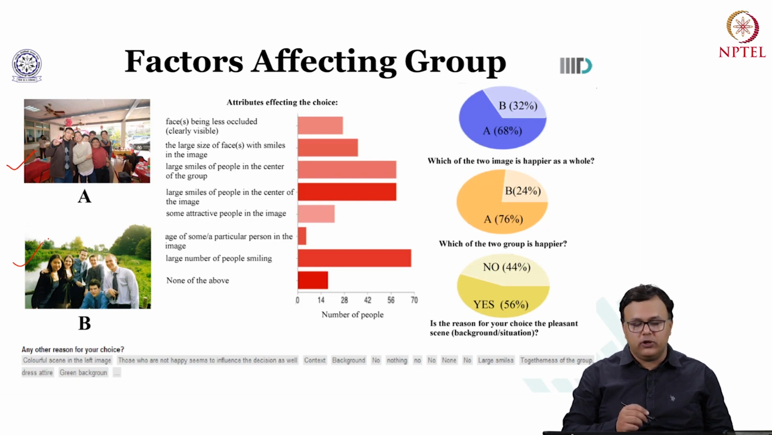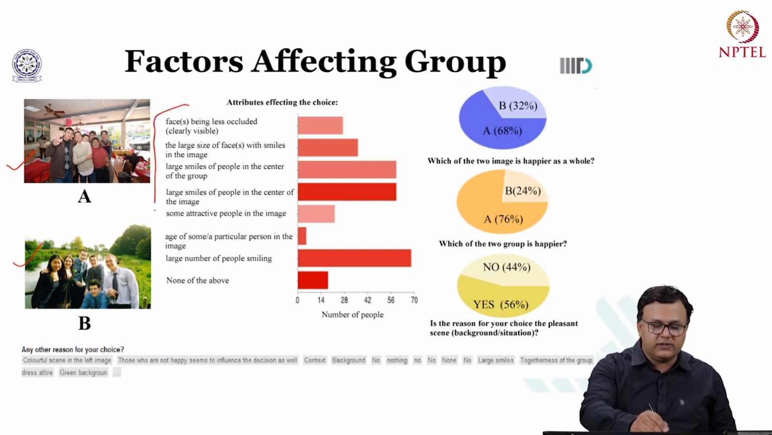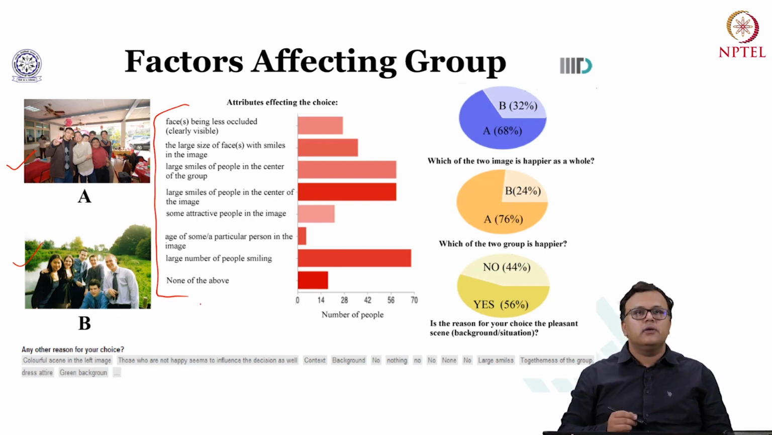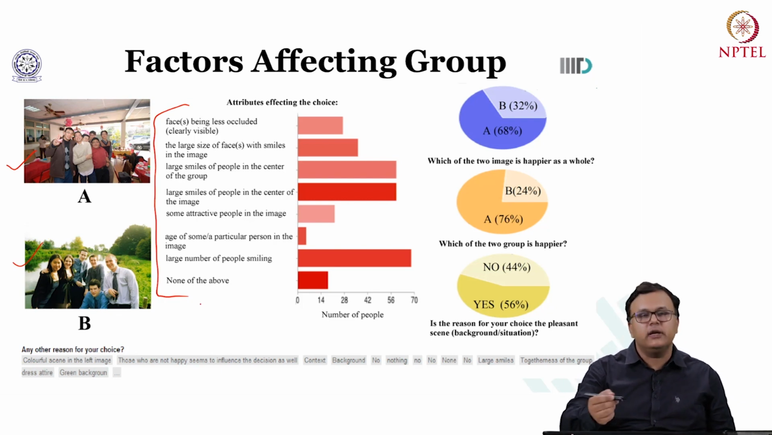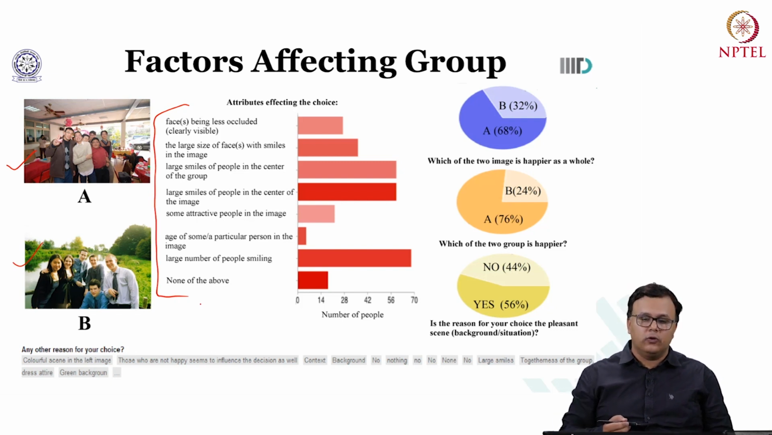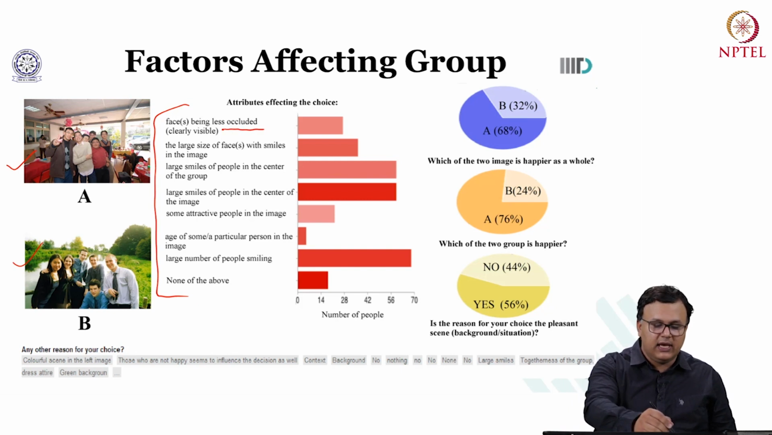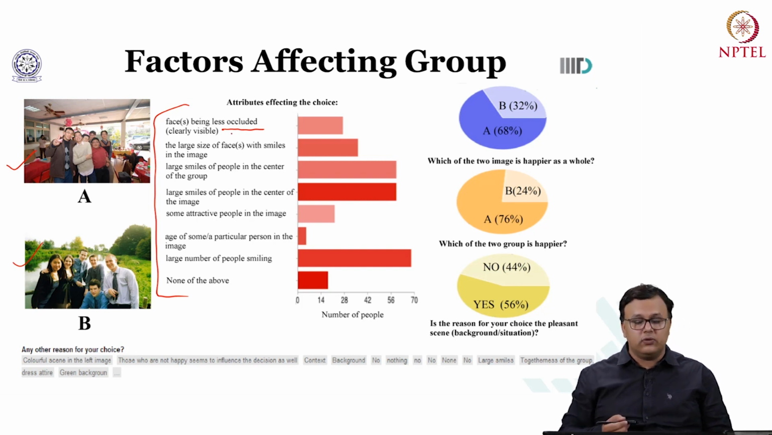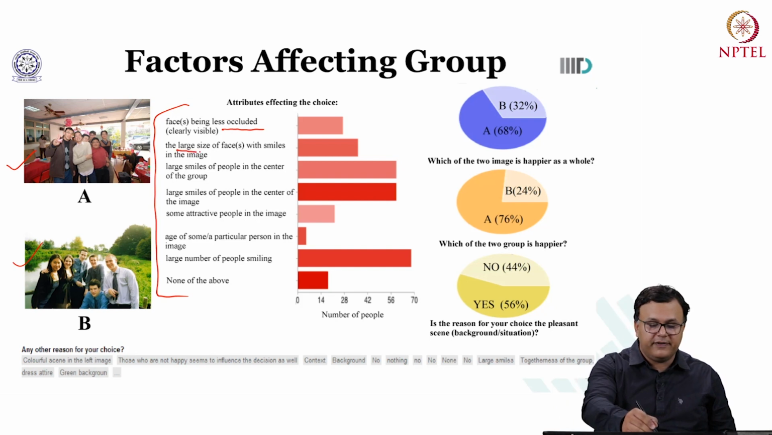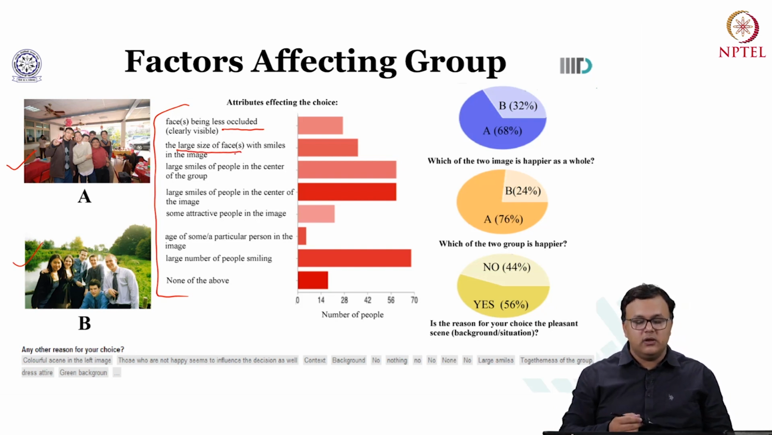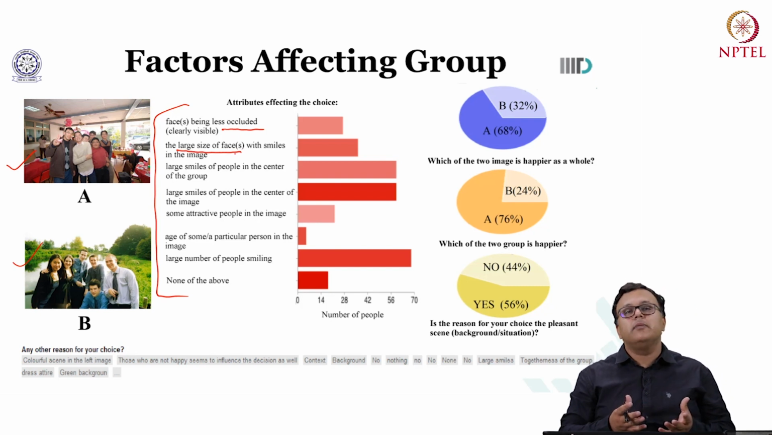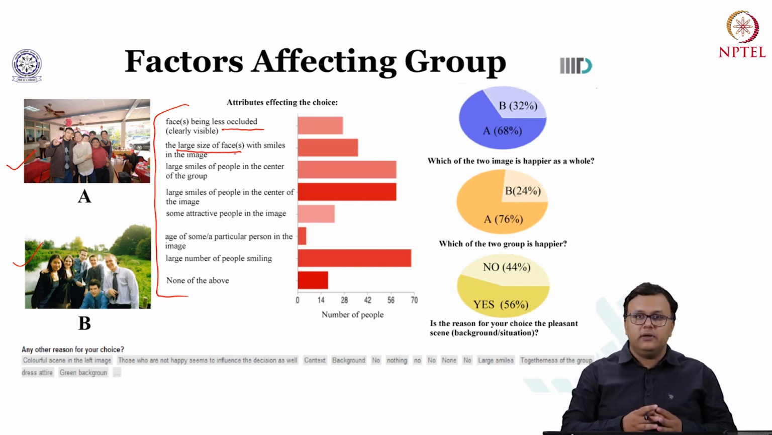Now, once you have chosen the choice, there are a set of questions which are derived from works in psychology, which have already studied how humans perceive groups and what their choice is based on these factors, right? For example, you could say you chose image A as having higher happiness as compared to B. Is it because the faces are less occluded, or the faces in a particular group have larger size, or maybe some people have particular attributes which are affecting your judgment?